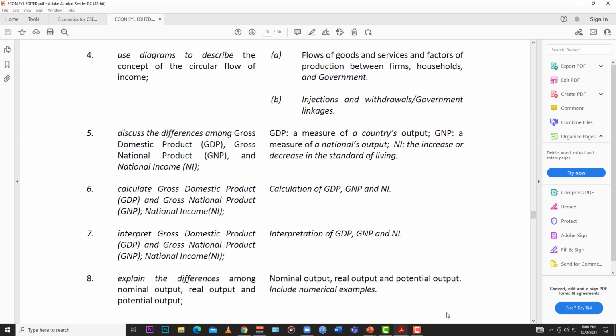Tune in next time when we continue to look at section 6 of the SKN Econ syllabus. We're going to look at how we interpret GDP, GNP, national income, etc.